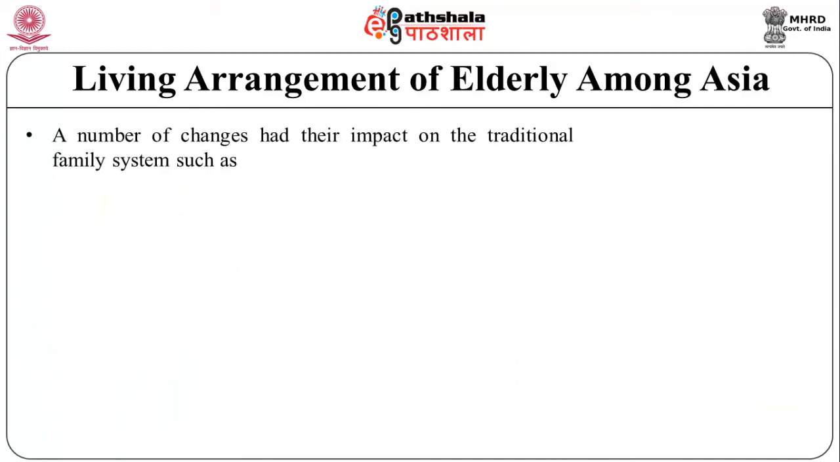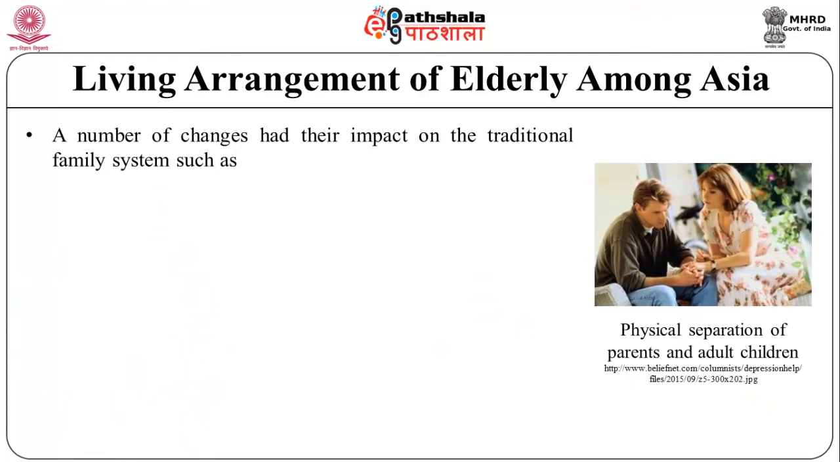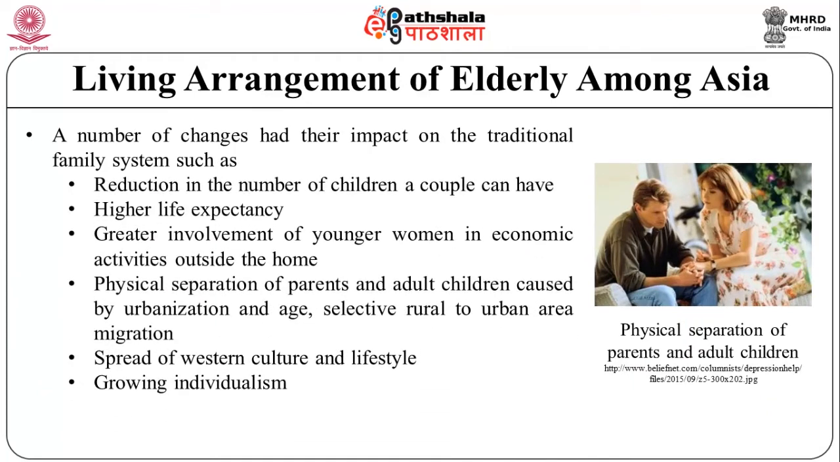A number of changes had their impact on the traditional family system, such as reduction in the number of children a couple can have, a higher life expectancy, greater involvement of younger women who have been the chief caretakers of the elderly in economic activities outside the home, physical separation of parents and adult children caused by urbanization and age, selective rural to urban area migration, spread of Western culture and lifestyle, and growing individualism as shown in the figure.